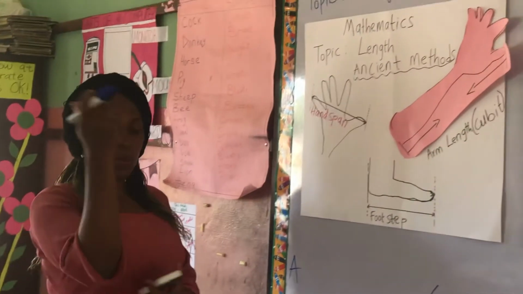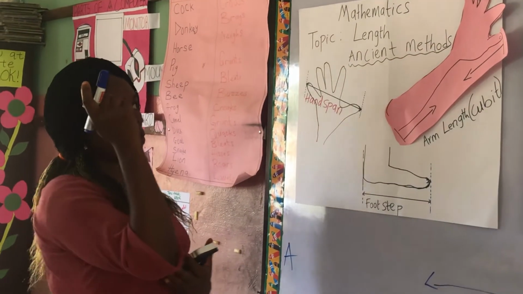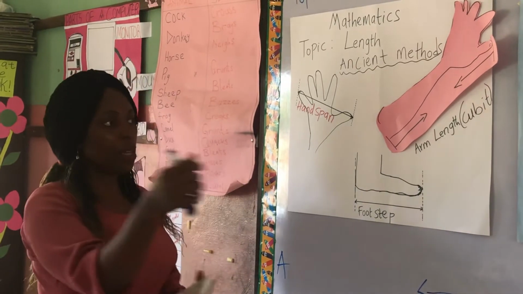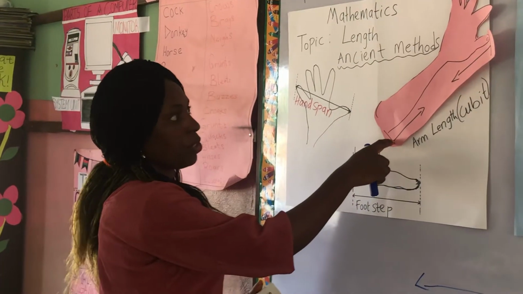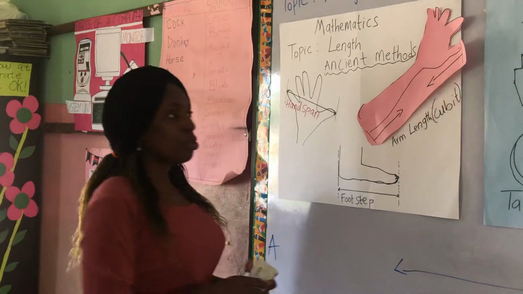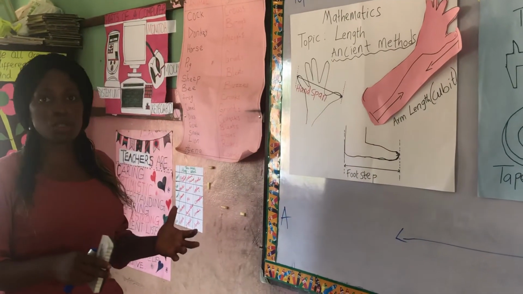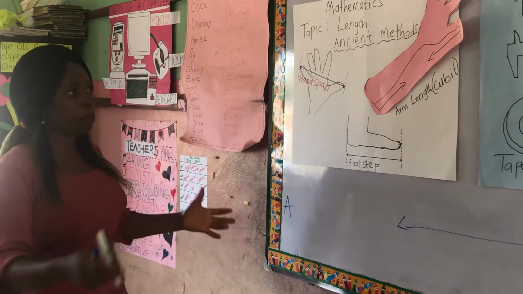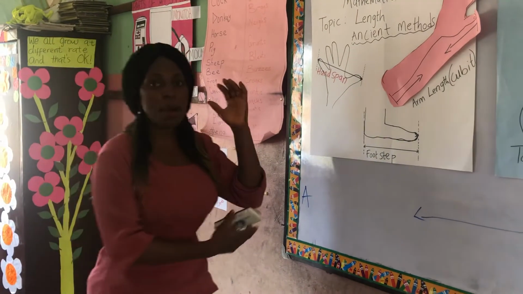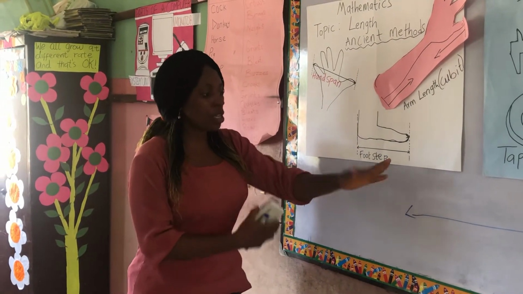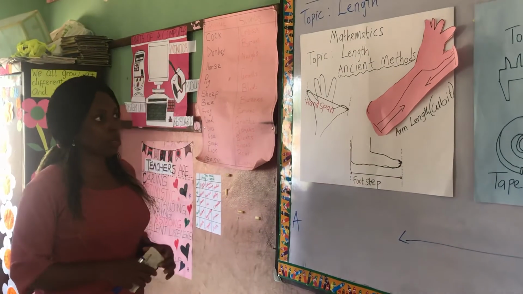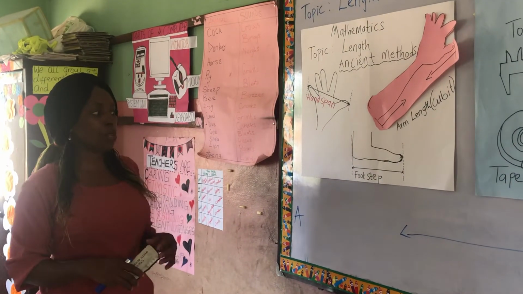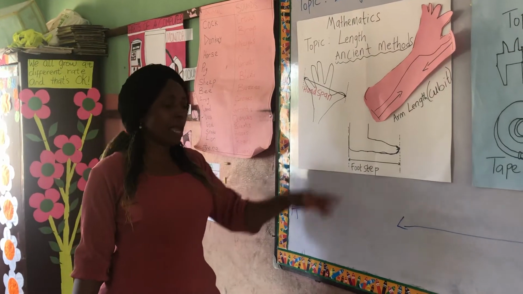From your elbow to your thumb gives you the cubits. You can see the picture. So when you want to use cubits to measure the length of something, of an object, you put your elbow down and you measure it to the tip of your thumb. That's the cubits. Then we also have the foot step.